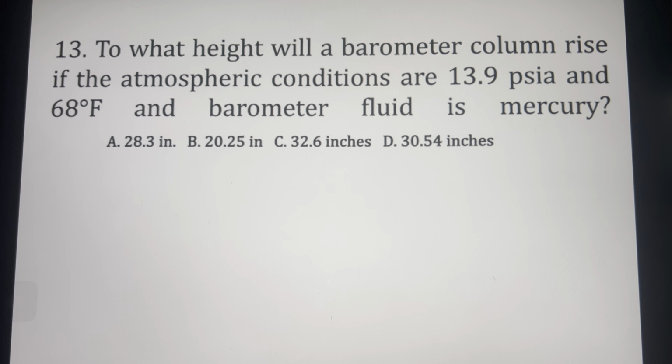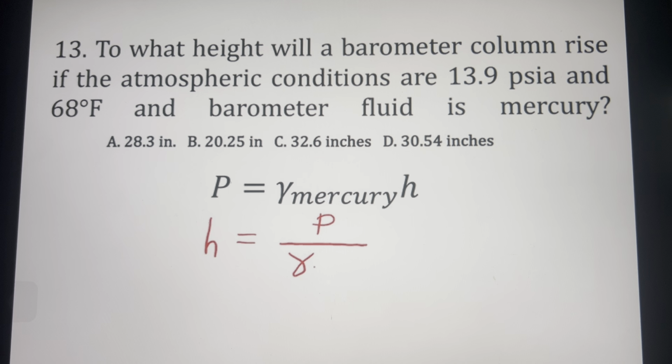To what height will a barometer column rise if the atmospheric conditions are 13.9 pounds per square inch absolute and 68 degrees Fahrenheit, and the barometer fluid is mercury? So as we all know, there's a given height for a barometer column, so pressure is gamma times H. And since our fluid in the column is mercury, so this would be a specific weight of mercury times height. So our height will be actually pressure divided by gamma of mercury. So what will be our solution here?